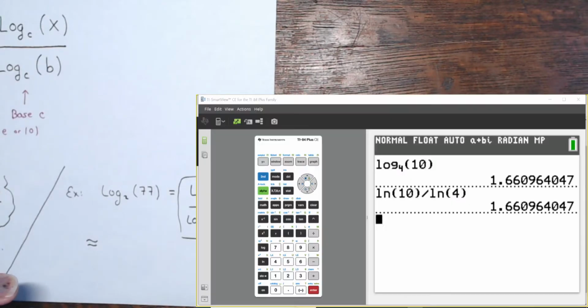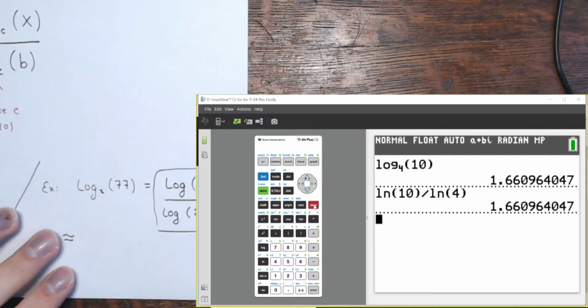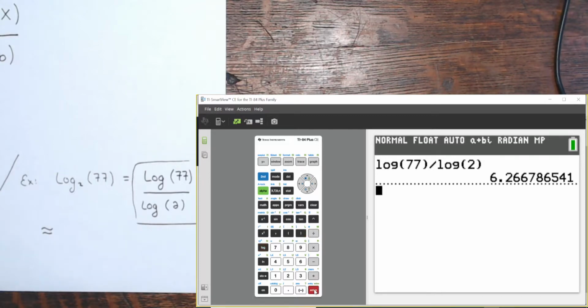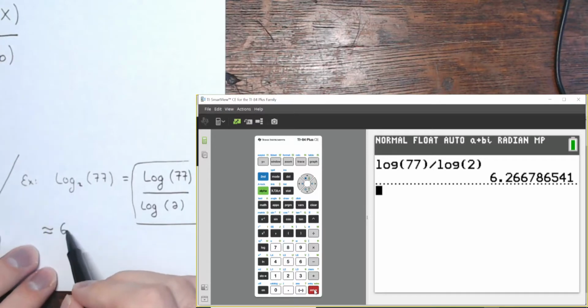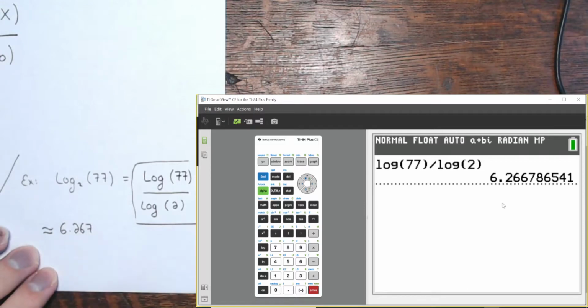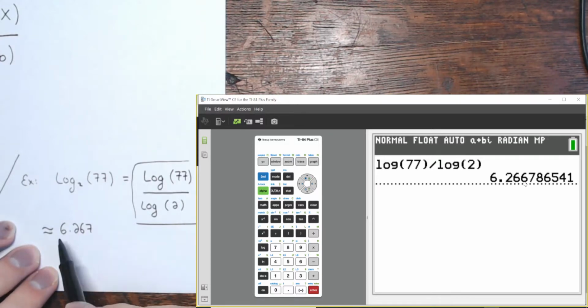All right, so let's pull the calculator back up. So I'm taking the log base 10 of 77 divided by the log base 10 of the original base, which was 2. And you see it's approximately, to 3 decimal places, 267, because it's 266, and then the 4th decimal place is 5 or more, so I'm going to bump that up to 267.